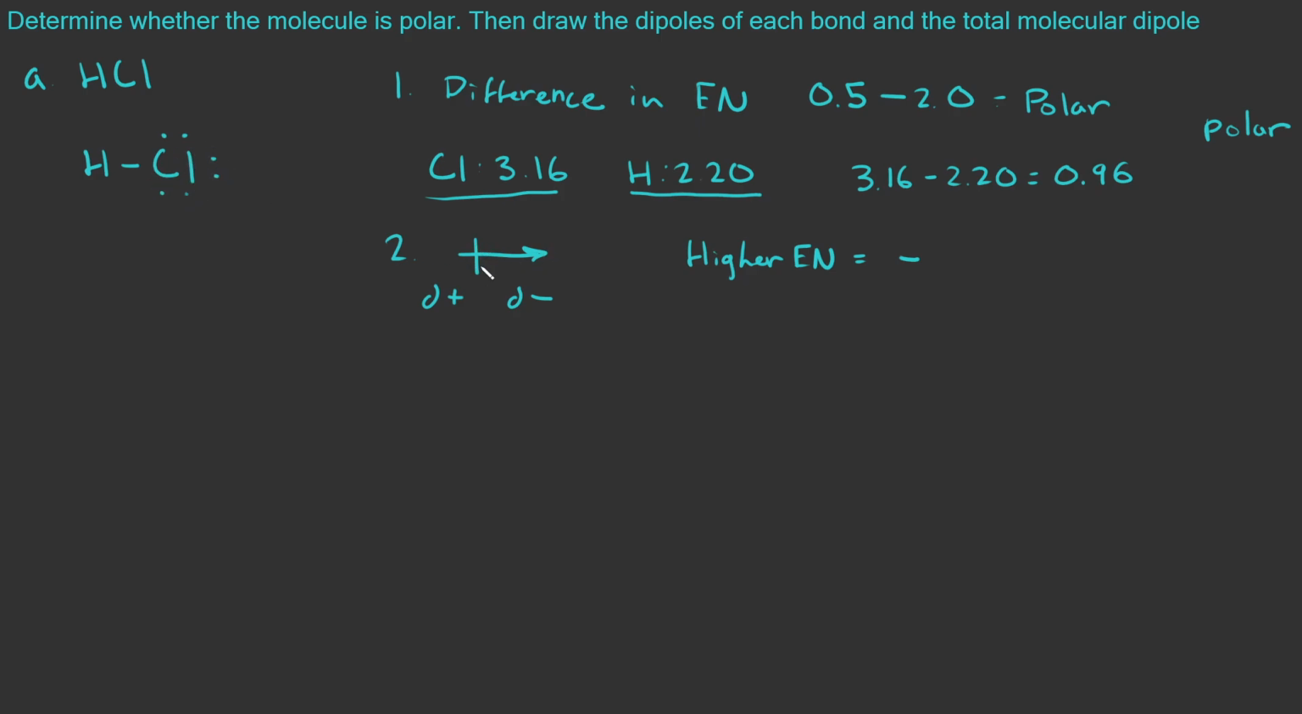And so this is where we draw our dipole, where the H, our second atom, will be the positive, and it'll be pointing towards Cl because we know that Cl will be the negative side because it has a higher electronegativity value. And so this is the dipole of the bond. If you wanted to draw the partial charges, you'd do a partial negative and a partial positive. In this case, since we only have one bond, that is the total molecule dipole, and so we don't actually have to draw anything more than that.